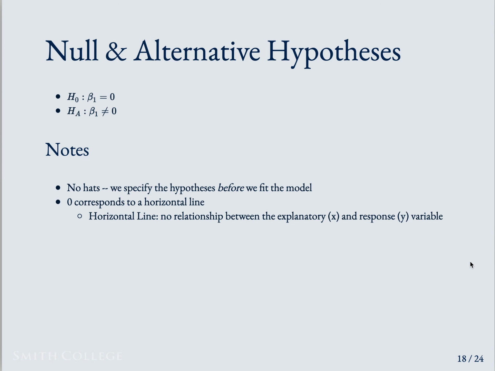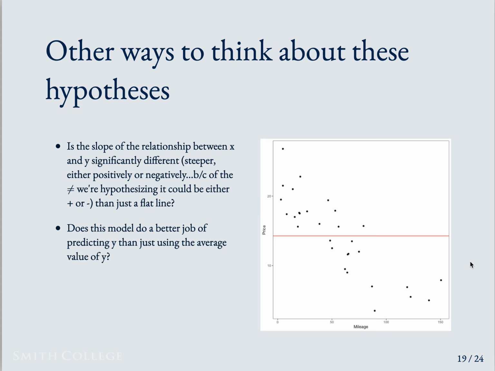Remember that we have our null and alternative hypotheses, and that these are specified before we fit the model, and that 0 is really corresponding to this horizontal line, right? So our null and alternative hypotheses, for the slope at least, for beta 1, are that our null is that beta 1 is 0, so that means it's flat, right? When we're thinking about rise over run, for every 1 unit increase in x, that y increases by 0 is a flat line, right? And so that's saying that there's no real relationship between the explanatory and the response variable.